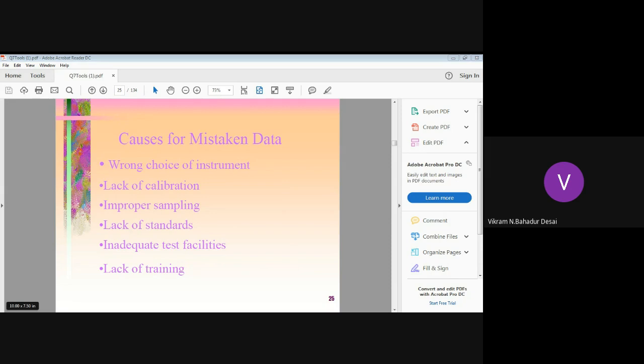Maybe I will identify 10 engineering colleges in Bangalore, and in each of the 10, I will measure the height of 50 students. Based upon that, I am going to decide the average height of the engineering students. So based upon the sample, I determine the height of the population. So that is sampling. Lack of standards and lack of adequate facilities all lead to mistaken data.